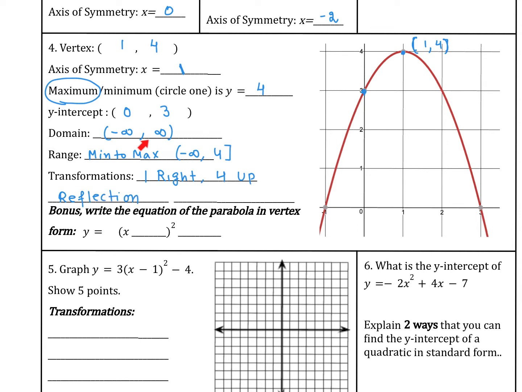Now you're going to compare this graph with the standard equation, y equals a times (x minus h) squared plus k. h is the x of the vertex, so h is 1. This is h comma k. So x minus 1 squared plus 4.